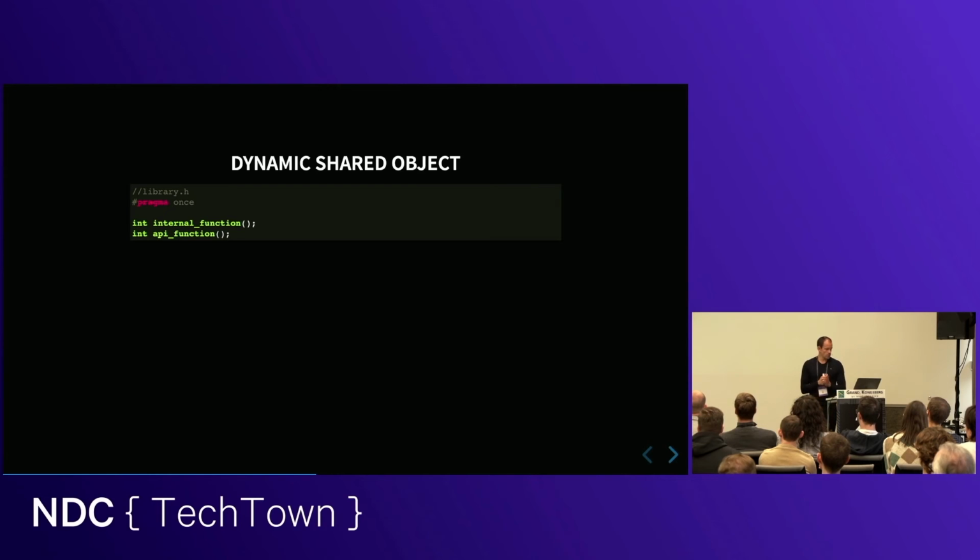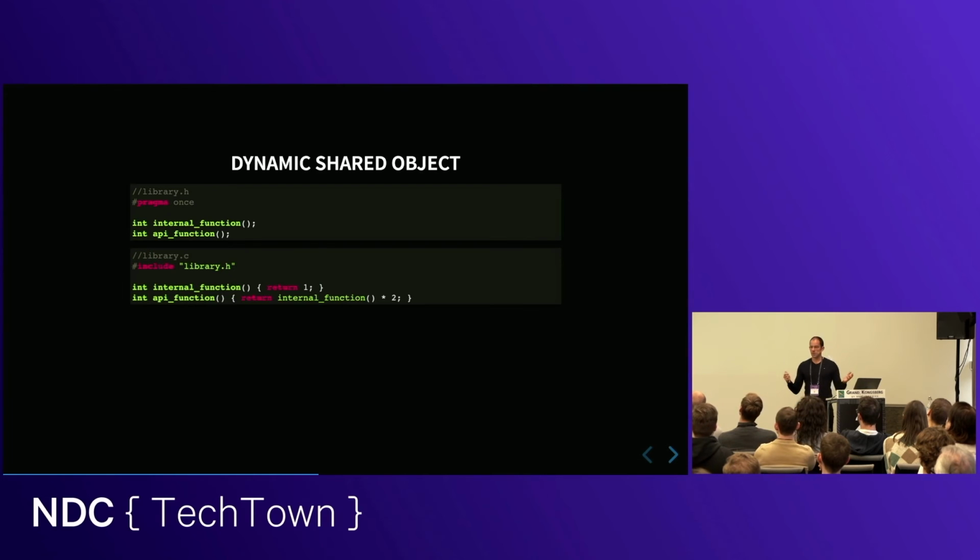So here's one of the files that go into making my SO. I have an internal function that I don't want my users to use, and I have an API function that I do want my users to use. And then in a C file, I have the definitions. The internal function returns 1, and then the API function calls the internal function and just multiplies the value by 2.